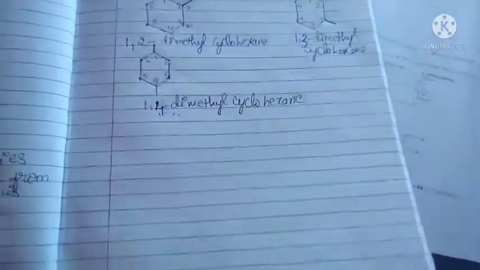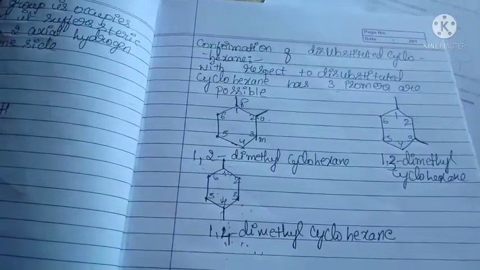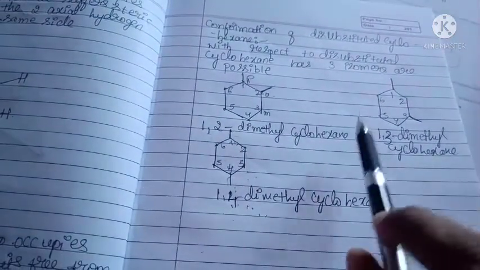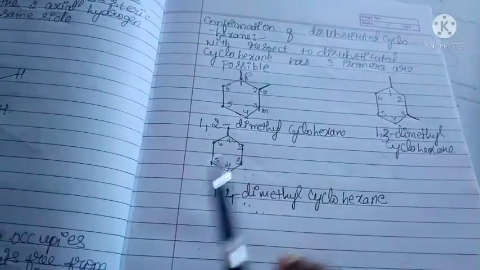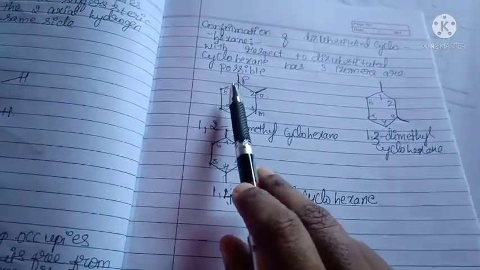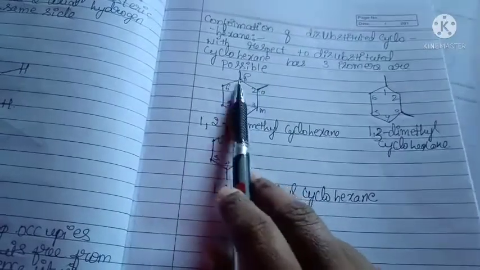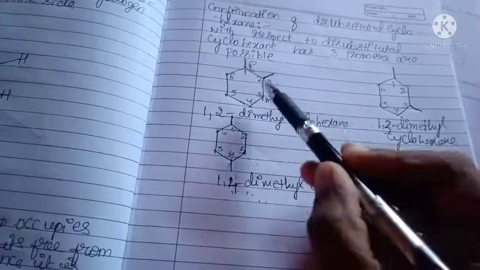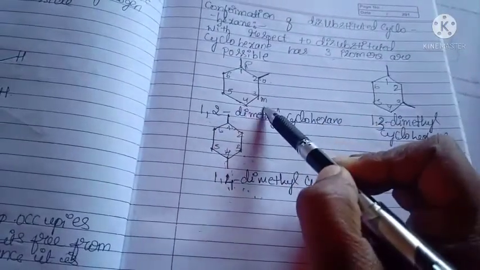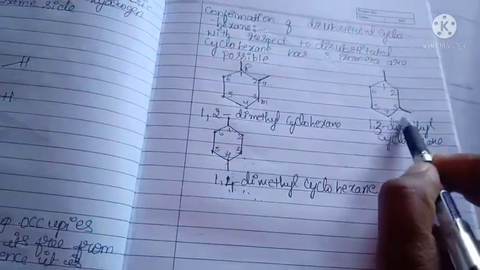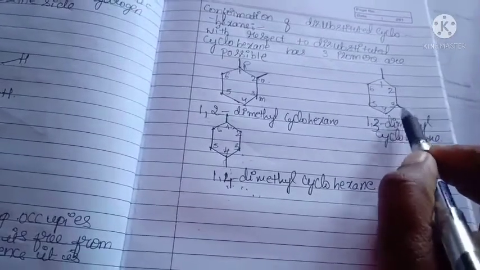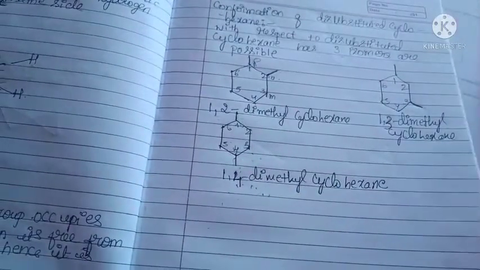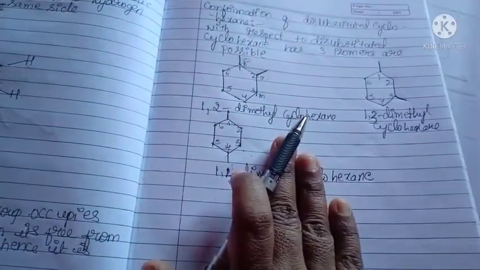Okay, next, conformation of disubstituted cyclohexane. Disubstituted cyclohexane has three isomers. First one is 1,2 dimethyl cyclohexane. You have to number the positions 1 2 3 4 5 6, with para, ortho, meta positions. This is para position, this is ortho, this is meta position. Then for 1,3, the methyl group is substituted at the third position, and for 1,4 at the fourth position. Okay, this is all about the last class.